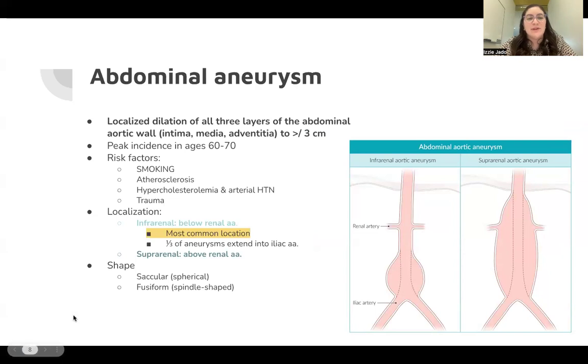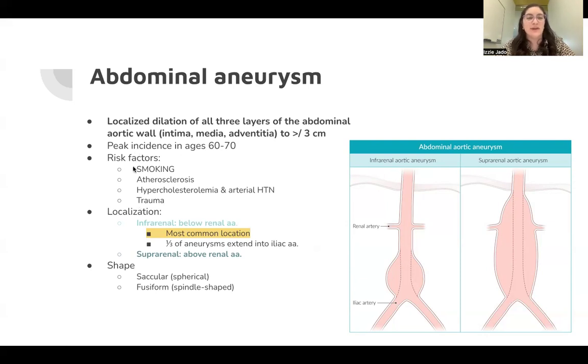Abdominal aneurysms are localized dilation of all three layers of the abdominal aortic wall. So again, another true aneurysm because intima, media, and adventitia are included. And this can be greater than or equal to 3 centimeter dilation. Again, similar peak incident age of 60 to 70.